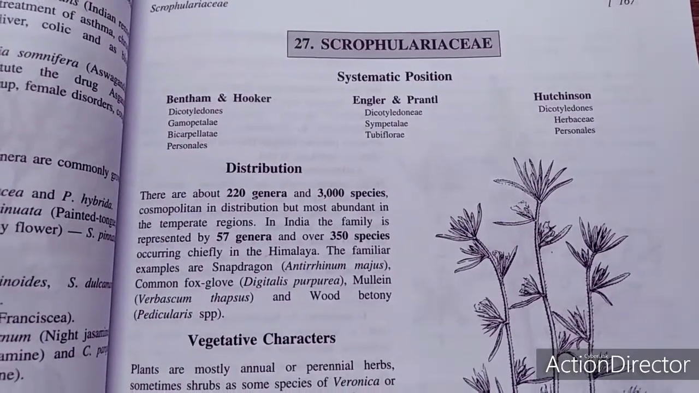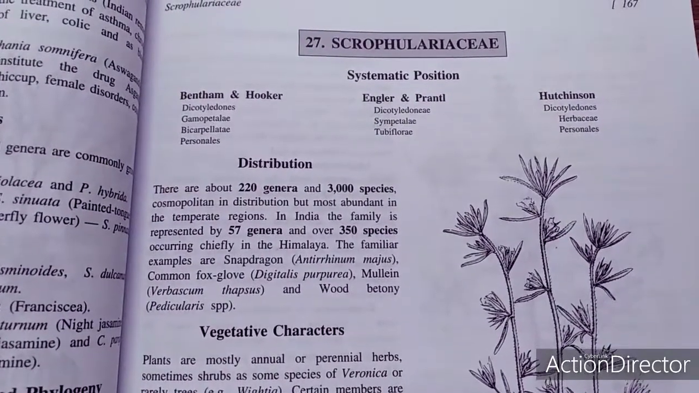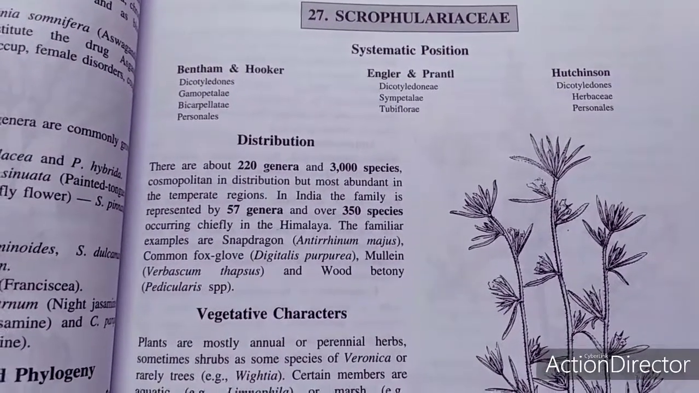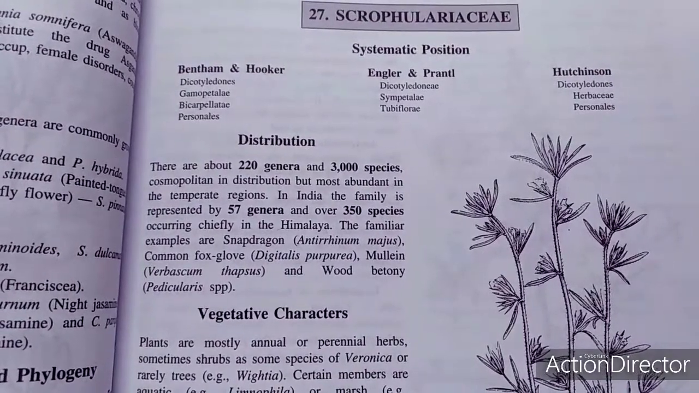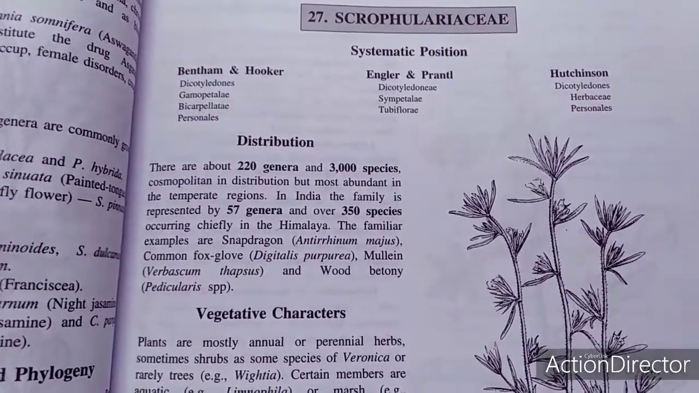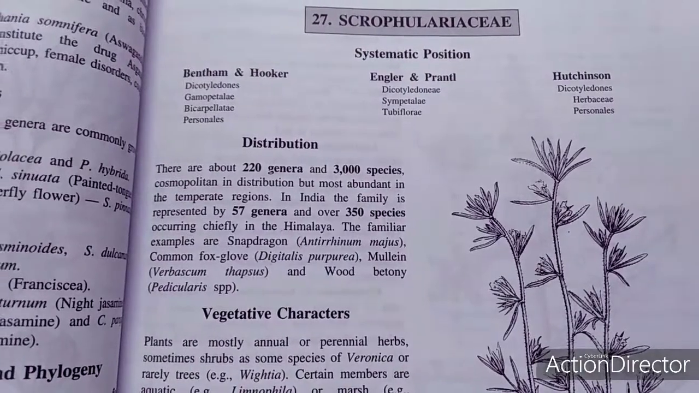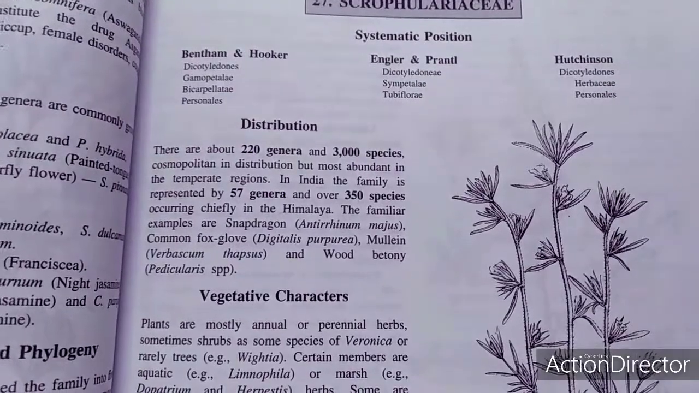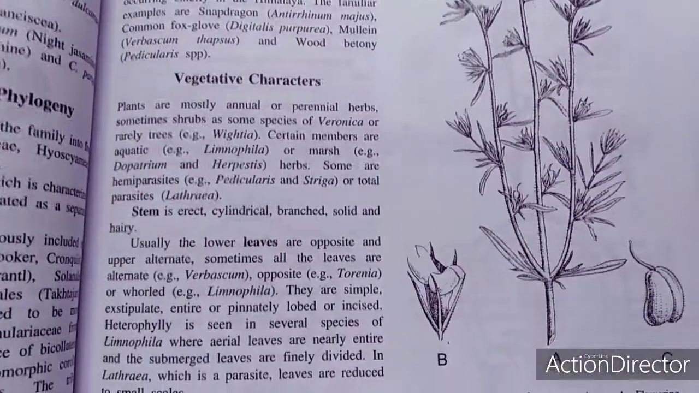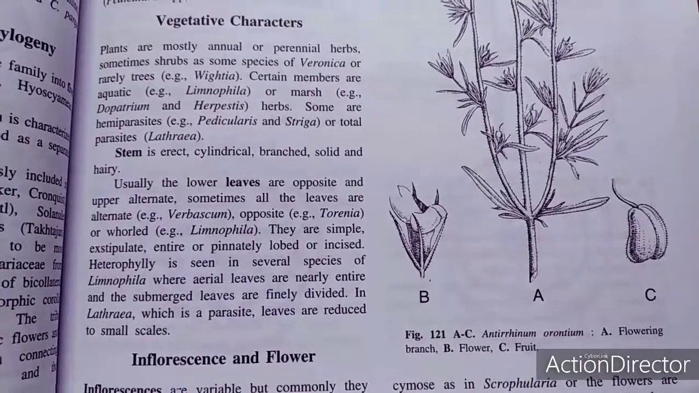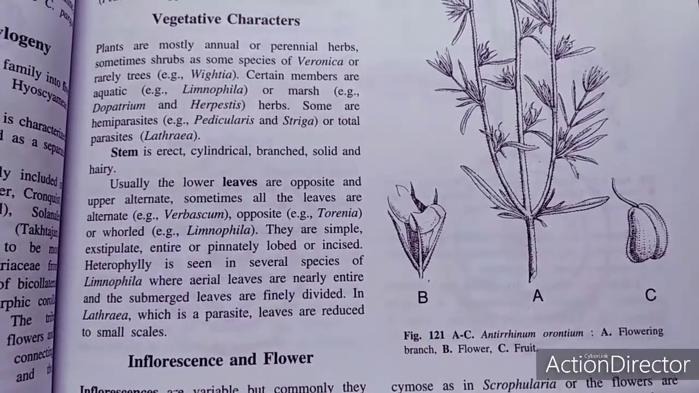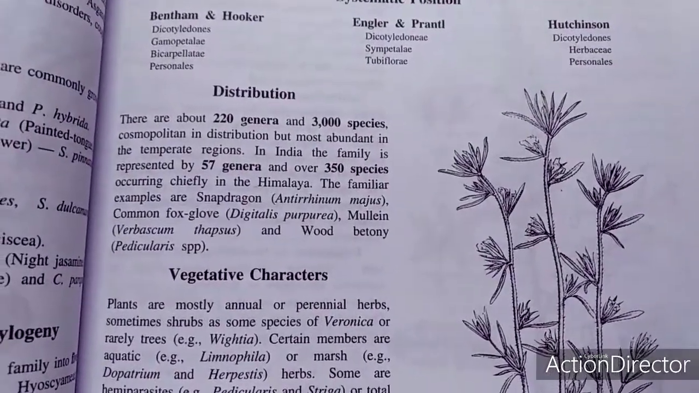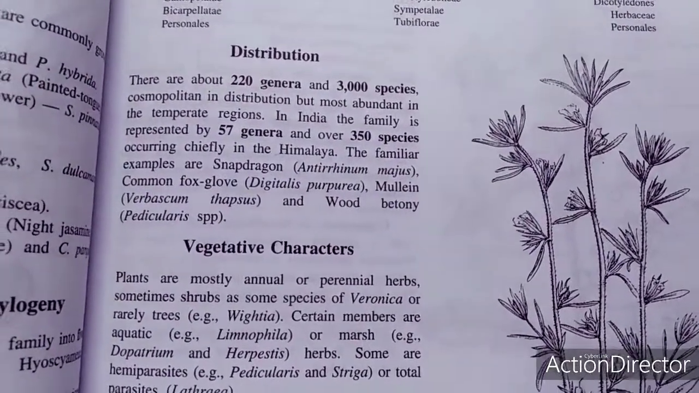So, as I just said, there are 220 genera and 3000 species grouped here. The very common example is Antirrhinum majus, which is called the snapdragon. In India, 57 genera and 350 species have been recognized. Before going into the individual aspects of this family, here is a diagram showing Antirrhinum majus, the flowering branches as well as the flowers and the fruits. This is a very typical plant of this family.